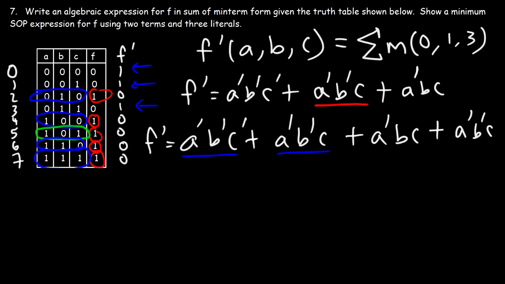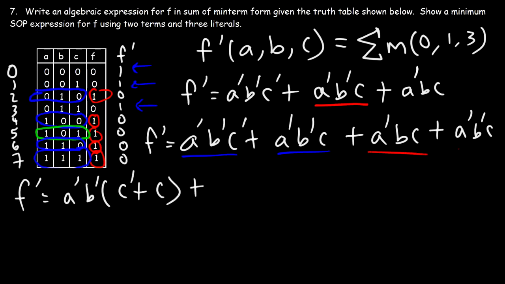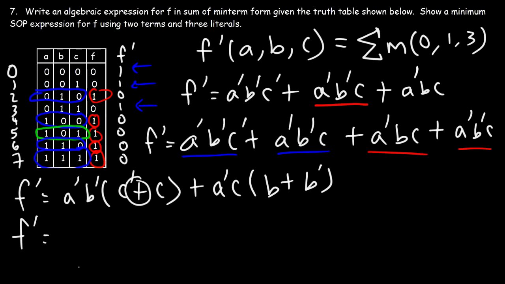Now, in these two product terms, let's factor out the GCF. So we can take out an A prime and a B prime. And so we'll be left with C prime plus C. And then in the last two terms, we can take out A prime and C. So we're going to have B plus B prime. Now, using the complementary rule for an OR operation, or you can think of addition, C prime plus C is 1. So we just get A prime B prime. So this basically disappears, and that disappears, plus A prime C.